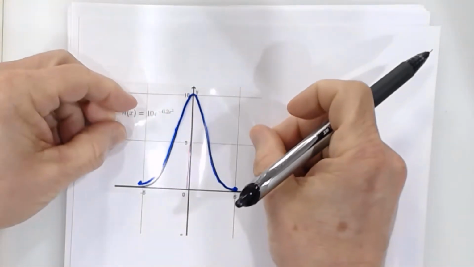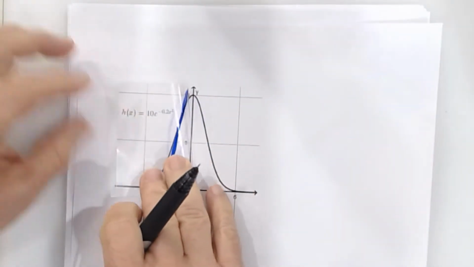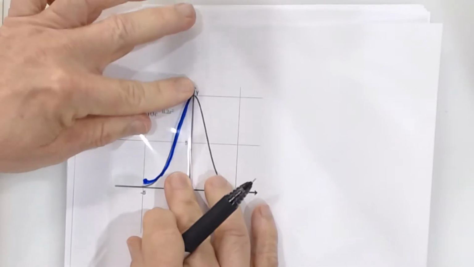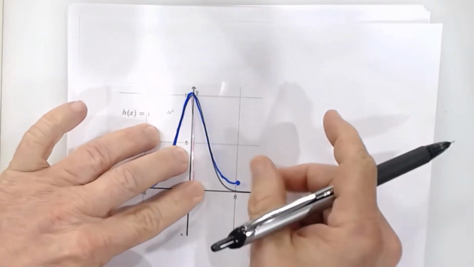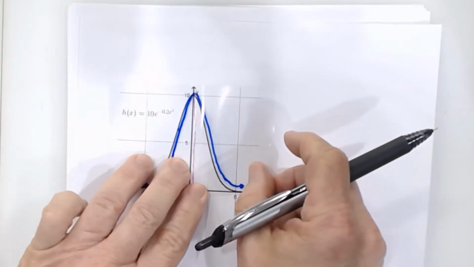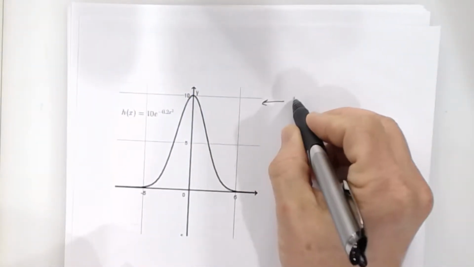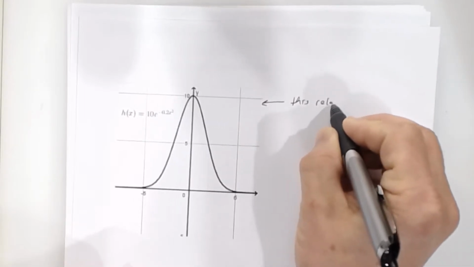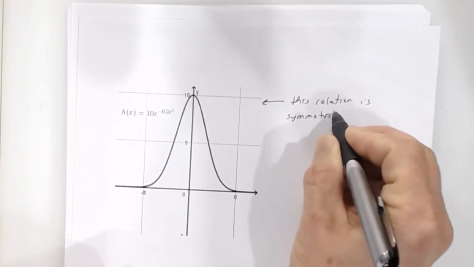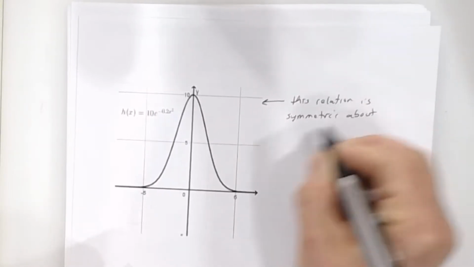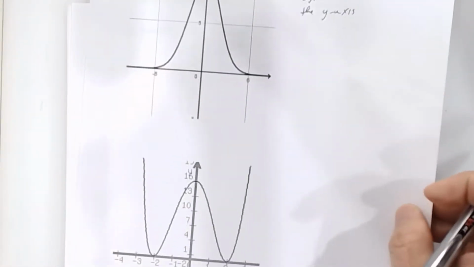So again, if I look at this piece here and I fold it about the y-axis, you get the other piece. See that? So you can tell very easily if a graph is symmetric about the y-axis. So this relation is symmetric about the y-axis. Okay? And even the next one, right?